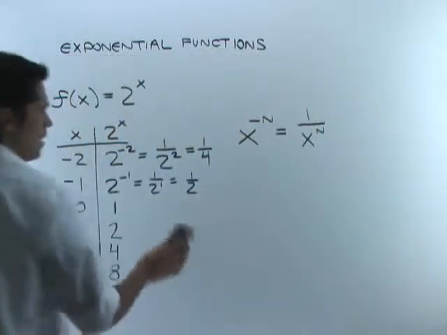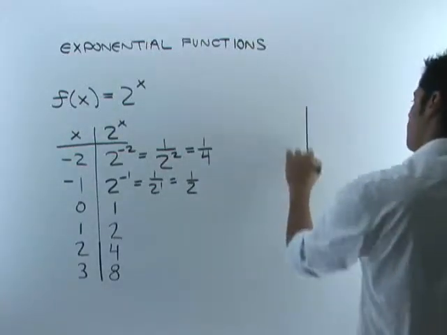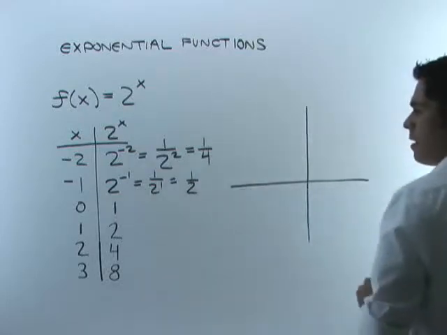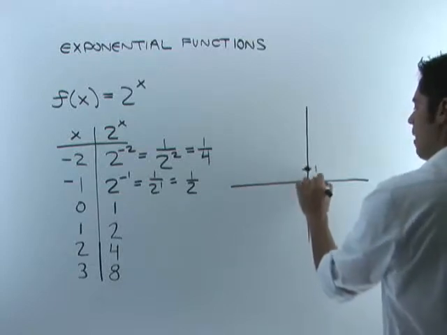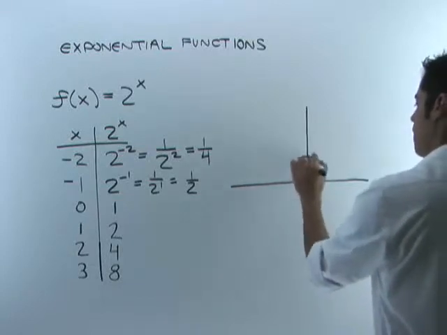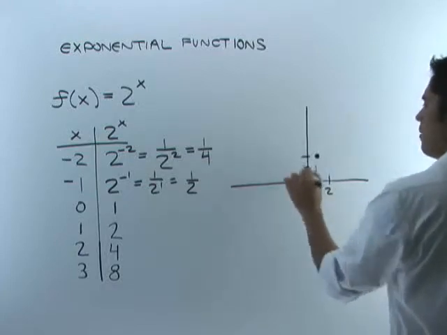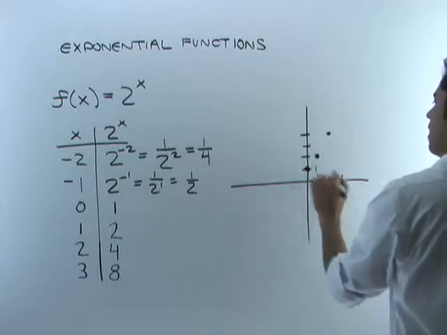Okay, now with these points, let's go ahead and plot these. So these are like ordered pairs. Here's my x and y axis. At 0, I'm up at 1. At 1, I'm up at 2. At 2, I'm up at 4. At 3, I'm up at 8.